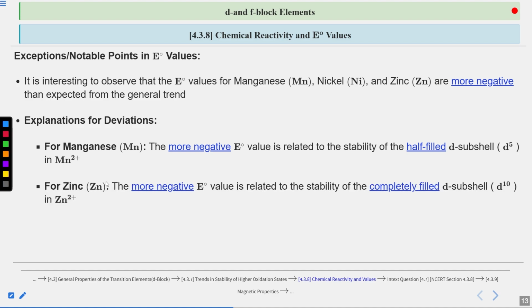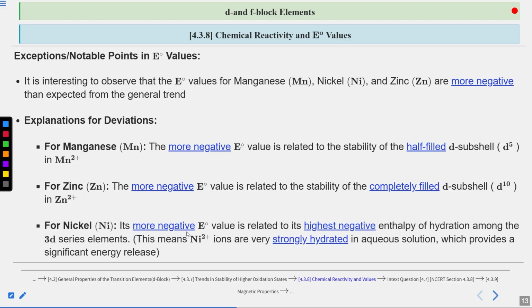Now for zinc, it has a more negative E0 value because zinc comes after copper. Copper shows a positive E0 of 0.34, and suddenly a very negative value is shown by zinc. Why? It is related to the stability of the completely filled d subshell in Zn2+. Zinc wants to convert to Zn2+, because in Zn2+ it attains the fully filled d10 configuration, which provides extra stability to the ion. So that's why it shows the more negative E0 value.